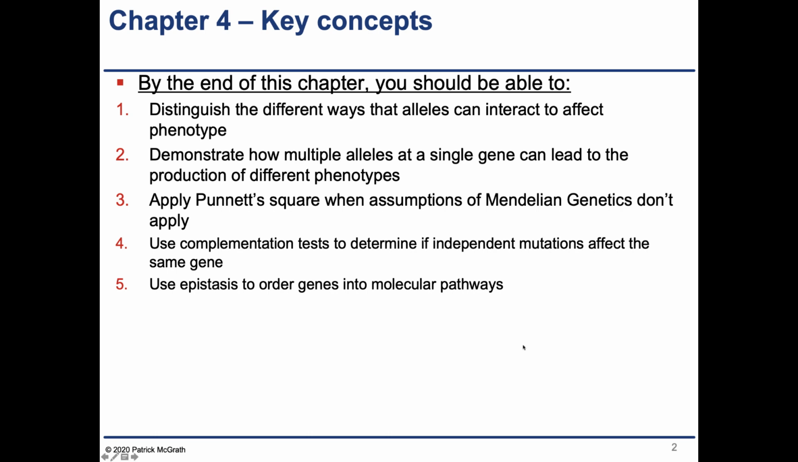So this could be because dominance and recessiveness doesn't always occur. And so what happens if alleles interact in different ways? How can they affect phenotype? You can have more than two alleles. So what happens in those situations?